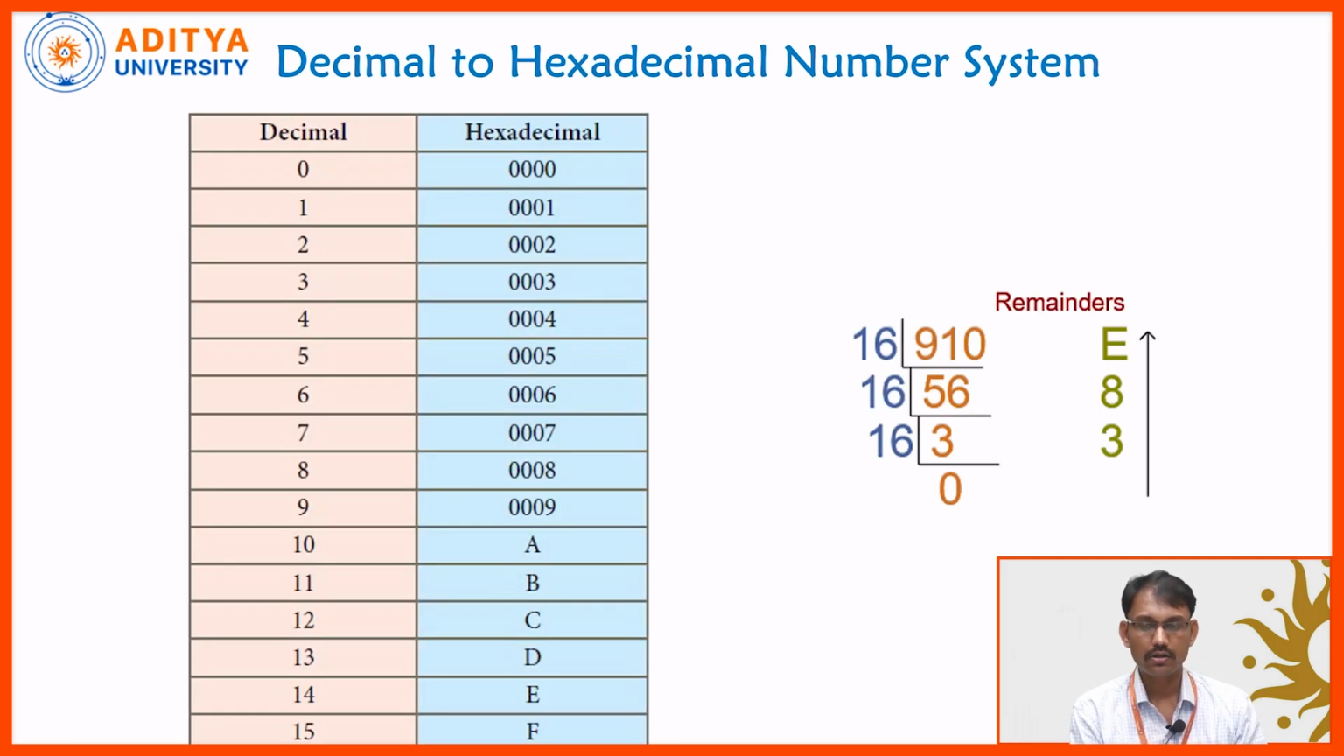Now decimal to hexadecimal. How can we calculate? Again the same conversion, with the help of 16 we have to divide. Here 910 is the example I have taken. Now 16 into 56 is 896, and the remainder is E here. Then 16 threes are 48, the remainder is 8, and 16 zeros are 0, and 3 is the remainder here. So from bottom to top, 3, 8 and E.